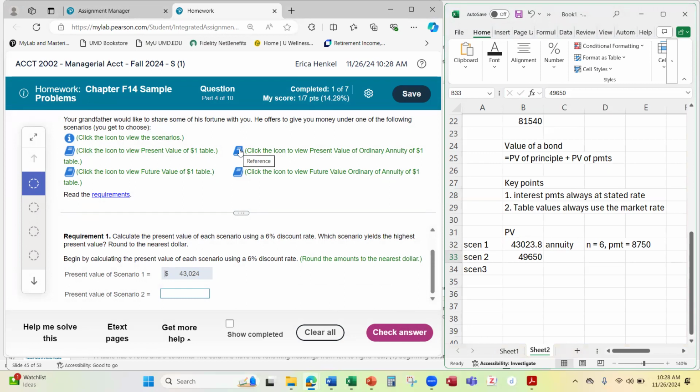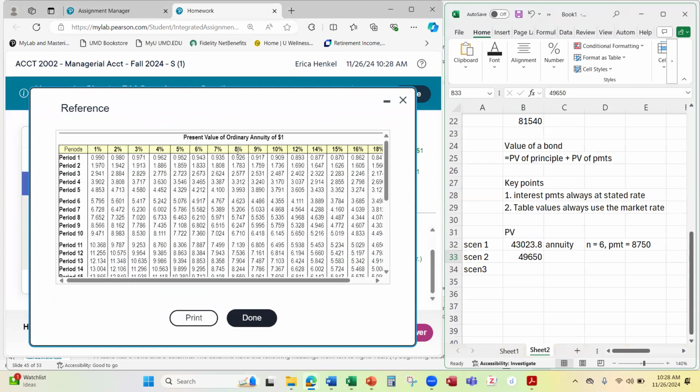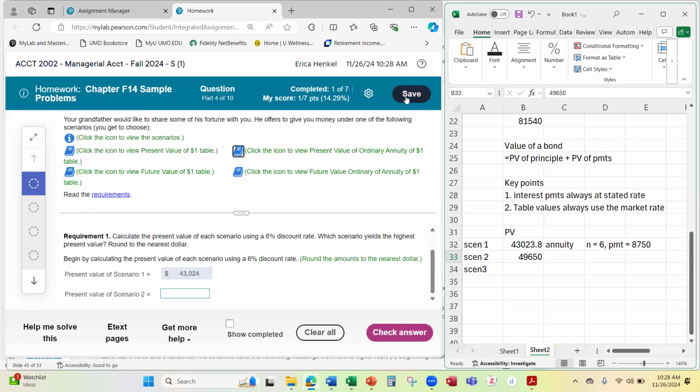So by the way, make sure that you're getting the right column. The amount that you have in here should be less. When you find your interest rate and your number of periods, the amount where that intersects should be less than your N, because you're discounting those payments back. Okay.